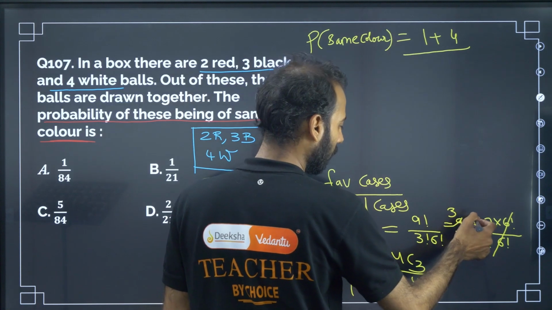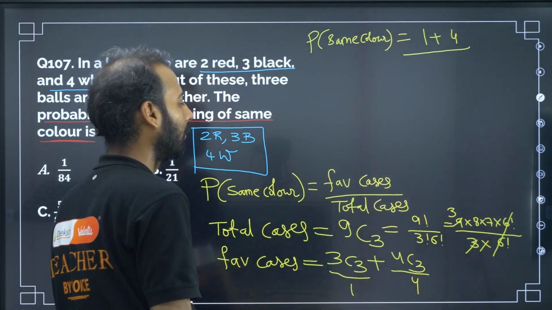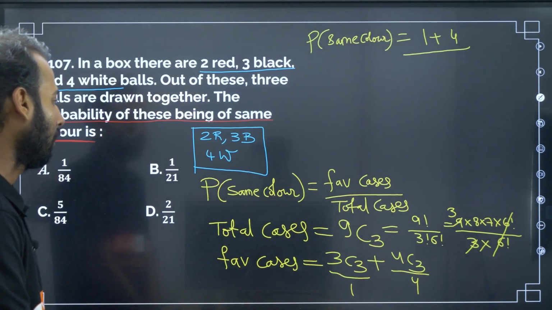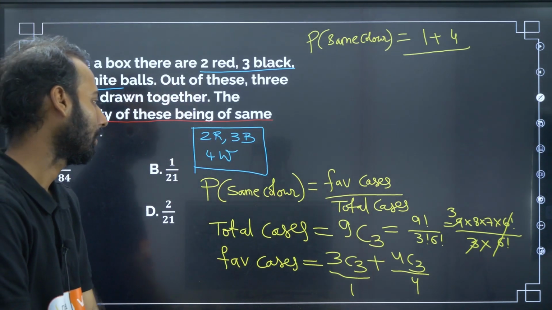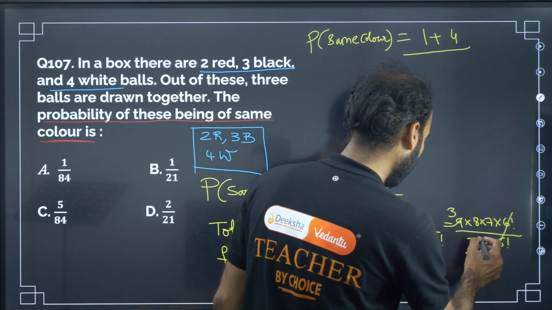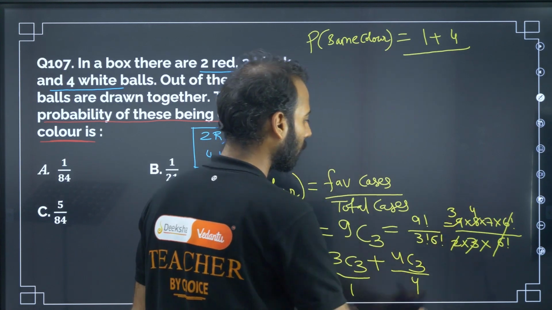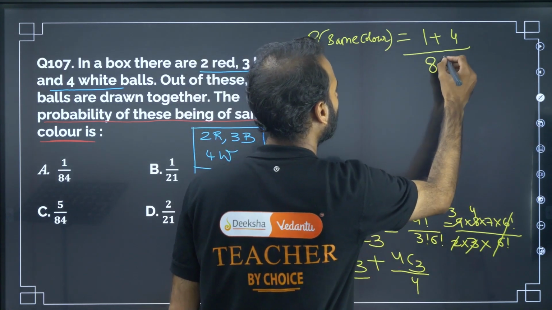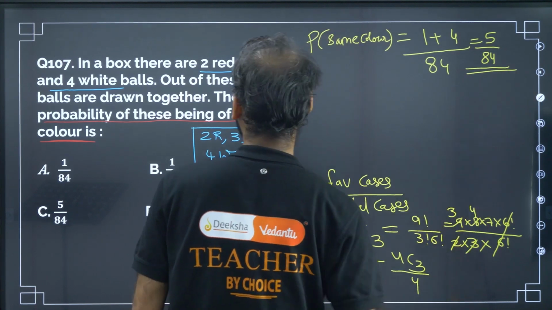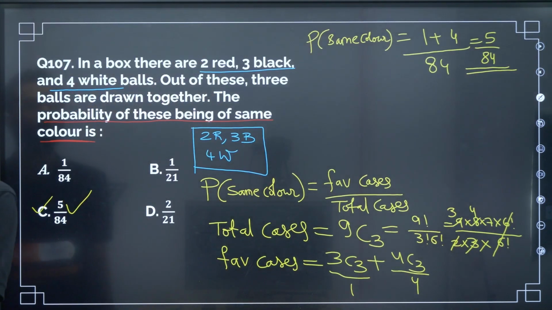7 3s are 21, 21 8s are 168, divided by 3 factorial. Here we are left with 1 2 also, so this becomes 4. 3 4s are 12, 84. So the answer is 5 divided by 84. Is there any option like this, 5 divided by 84? Yes, C is the answer. Moving on to the next question.